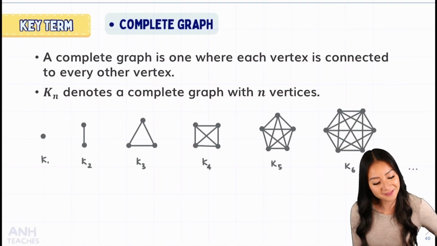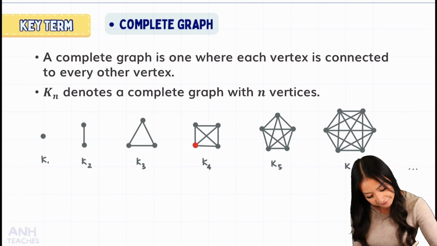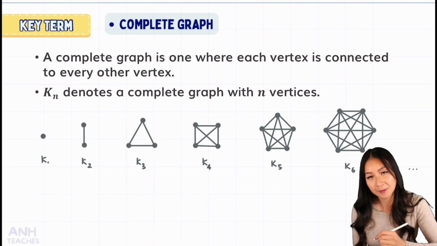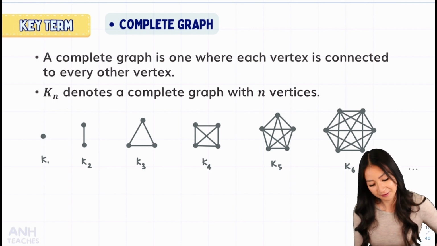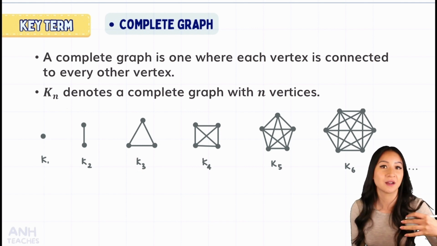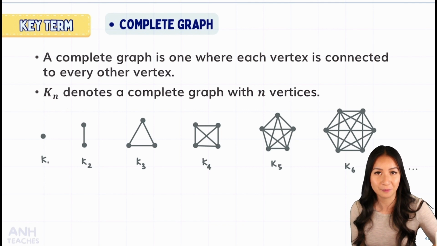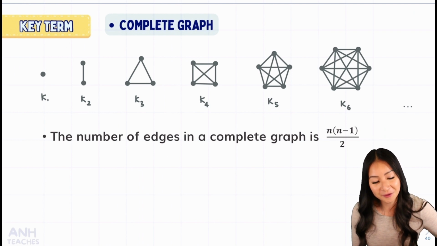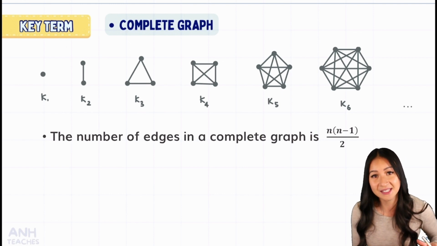Next, we have complete graphs. Now, a complete graph is one where each vertex is connected to every other vertex. We use capital K with a subscript value of n for the number of vertices when we're referring to a complete graph. So K3 is referring to a complete graph with 3 vertices. K5 is referring to a complete graph with 5 vertices, and so on. A formula that you'll find useful for complete graphs is this one here, n times (n take 1) over 2. This gives us the total number of edges of any complete graph.